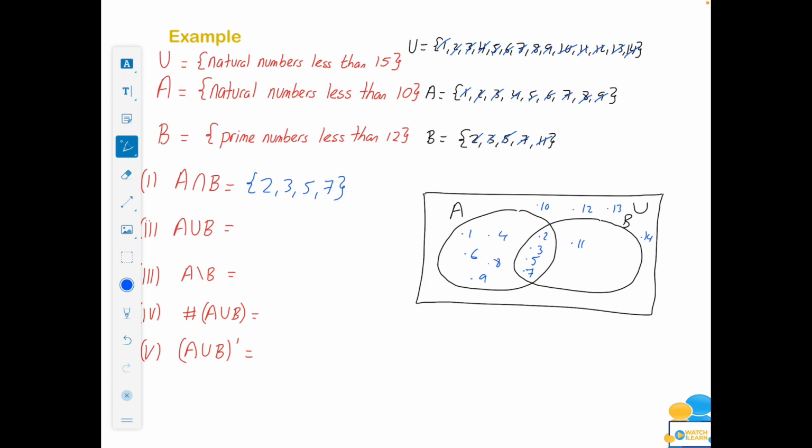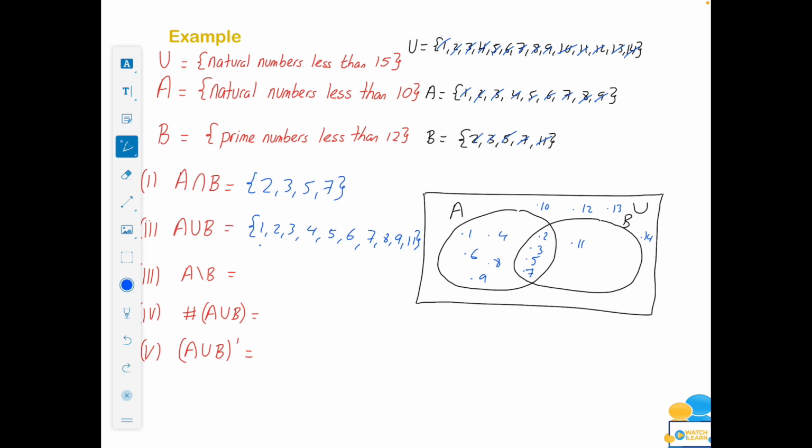Then what's in A union B? That means what's in A or B, together. So we're going to try and put these in numerical order. So we're going to have 1, 2, 3, 4, 5, 6, 7, 8, 9, and 11. Okay, I'm just going to count. So there's 1, 2, 3, 4, 5, 6, 7, 8, 9, 10 in our Venn diagram, and I should have 10 here as well. 1, 2, 3, 4, 5, 6, 7, 8, 9, 10.